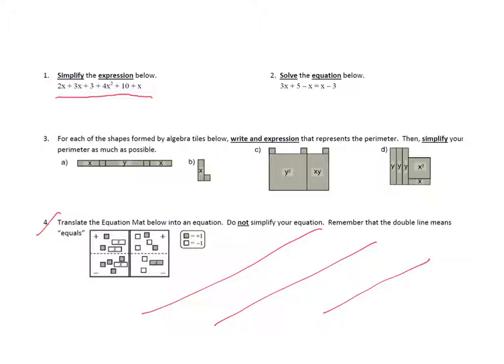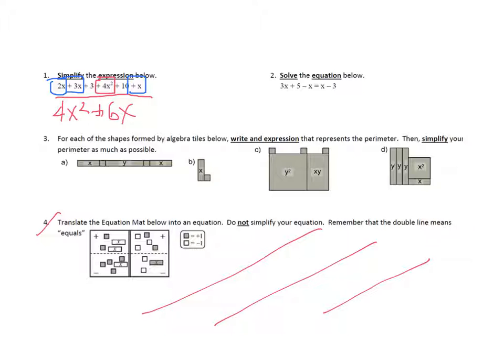Here I have a positive 4x squared. Are there any other x squareds? No. So I'm just going to go ahead and write that down here. 4x squared. Then I'm going to switch to a different color because it helps us understand. I've got 2x plus 3x, and then actually over here I have yet another x. So 2 and 3 are 5, plus 1 is 6. So that means I have a total of 6 x's. So I'm going to write plus 6x.